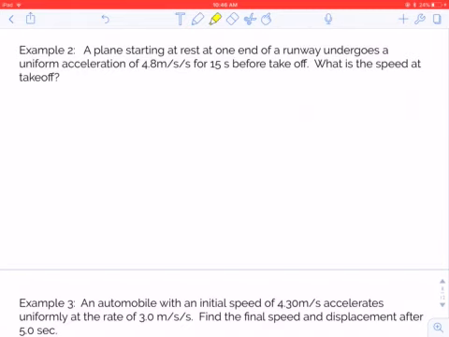So example 2, a plane starting at rest at one end of a runway undergoes a uniform acceleration of 4.8 meters per second per second for 15 seconds before takeoff. What is the speed at takeoff? Okay, so we can draw our nice little diagram of our plane on the runway.